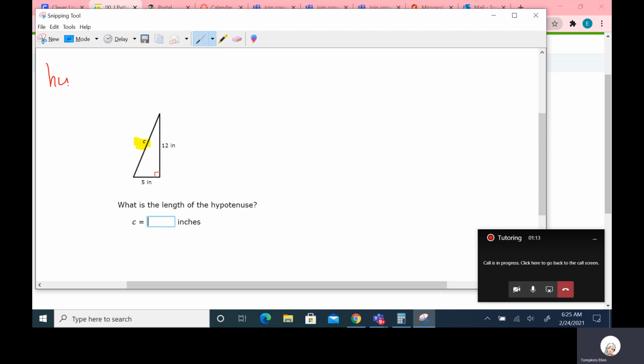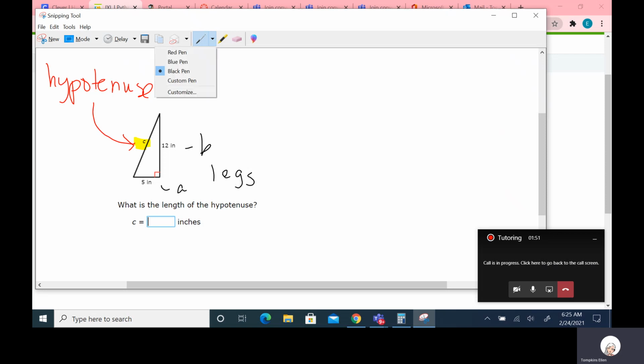It's a right triangle, and this theorem works only with right triangles. Now, these two sides are A and B, and A and B are called the legs, and it really doesn't matter which one you're calling A and which one you're calling B. The one that does make a difference is C, the hypotenuse, and it is always the longest side.